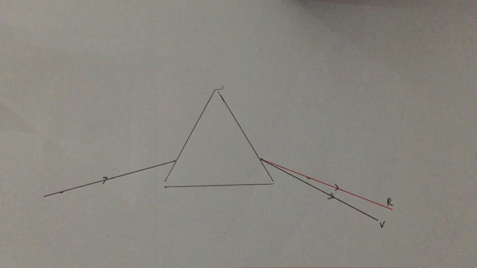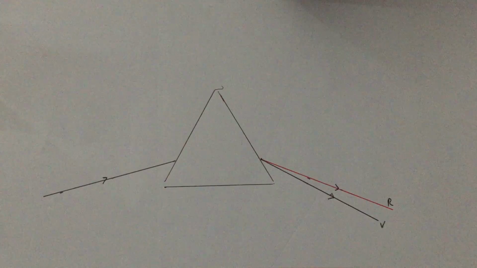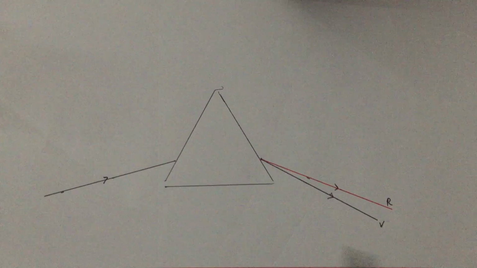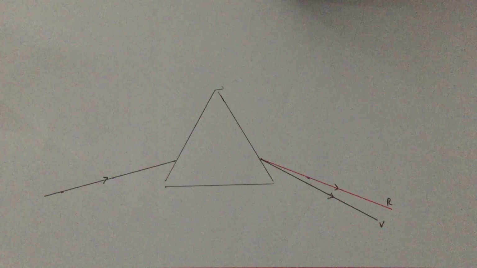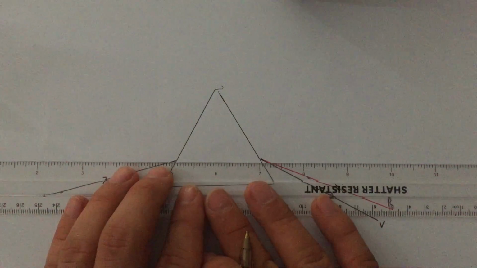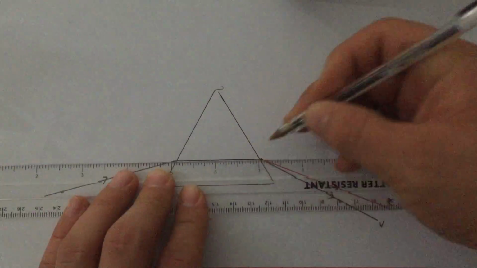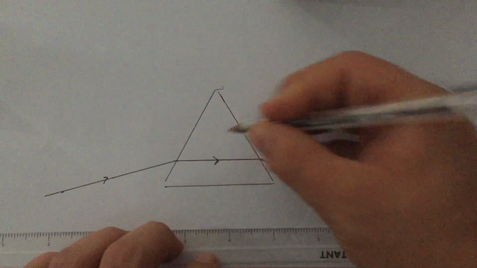And now, before we can do anything else, there are a couple of things we need to add. We need to add our normal lines, and we need to add a path to show how the light passes through the prism. And in this case, we can assume that the light passes in a straight line through the prism, because light always travels in straight lines. So we're going to bring that up and do an arrow like that.